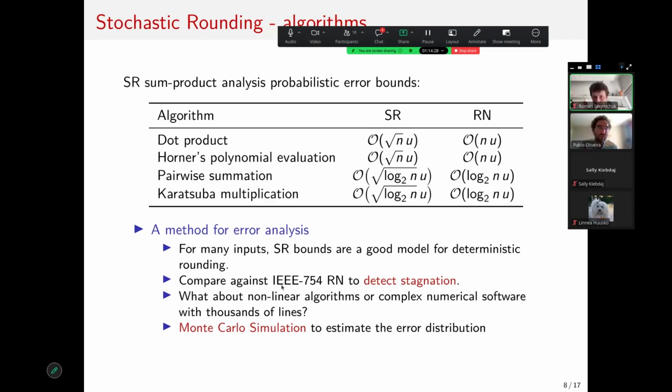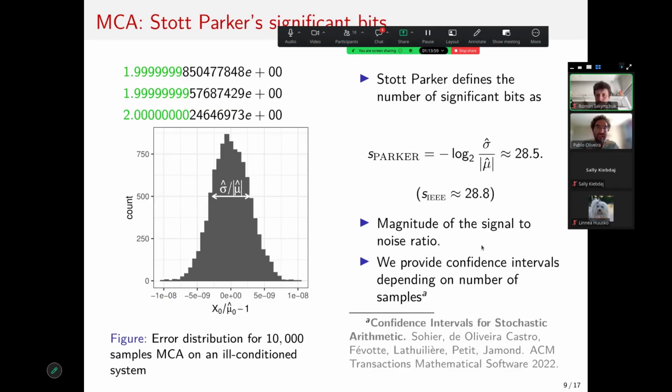We always have to compare against IEEE round to nearest to detect stagnation, because stagnation is the property that actually explains these cases where stochastic rounding and deterministic rounding, round to nearest, are different. But in fact, we can use this randomness as a model of error. And how do we do this? With a very big algorithm, we cannot do the formal analysis. So we can use Monte Carlo simulation. And that's the idea of VerifiCarlo.